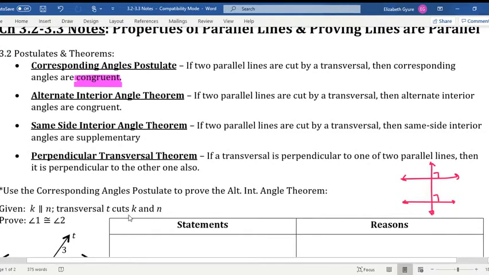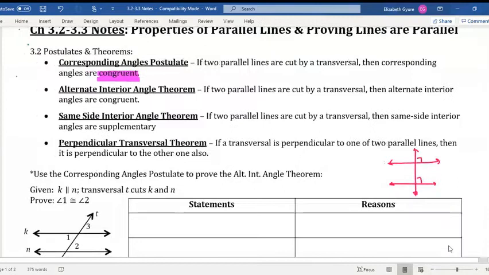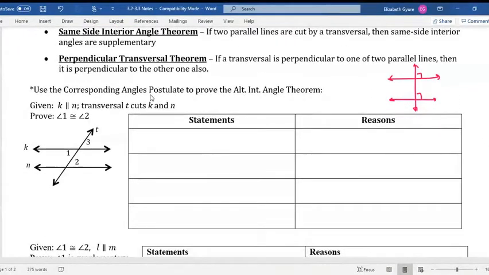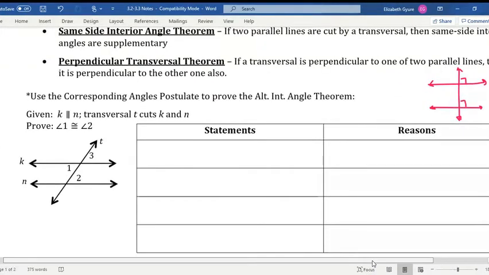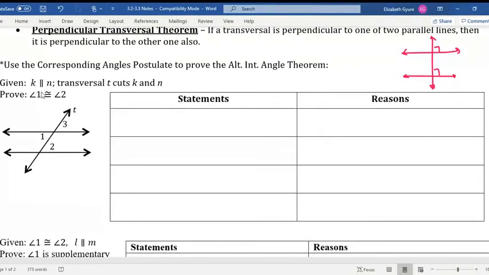The next thing we are going to do here, well, first of all, is there any question about our vocab so far? No? All right. We are going to now use the corresponding angle postulate to prove the alternate interior angle theorem. Because again, a postulate is accepted as true without proof, but a theorem we can explain and justify. So this says that we are given that line K is parallel to line N, and transversal T cuts lines K and N. Prove angle 1 is congruent to angle 2.